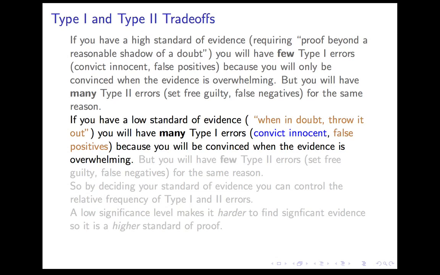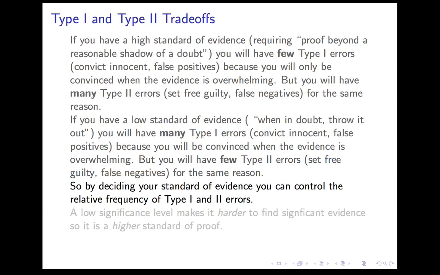So a low standard of evidence means you have lots of type 1 errors. Lots of times, random variation will trigger whatever the test signal is. It will think it's seeing the antibody and say, oh, this is bad, and you'll throw out perfectly good blood. But you will have few type 2 errors, which is setting free the guilty, or false negatives, because it's relatively easy to be convinced that the blood is bad, that the person is guilty.